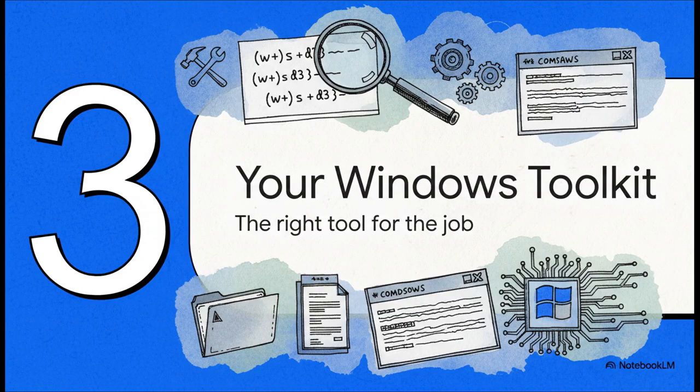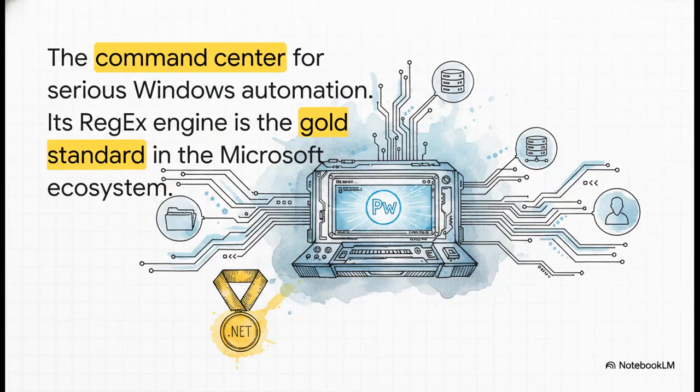All right, enough theory. Let's get our hands dirty and see where you can actually use this superpower inside of Windows, because there's a right tool for every kind of job. First up, the big one, PowerShell. When you need to do serious, heavy-duty automation in Windows, this is where you go. It is the command center, and its RegEx engine is pretty much the gold standard for the whole Microsoft ecosystem. It's precise, it's powerful, it's a surgeon's scalpel.